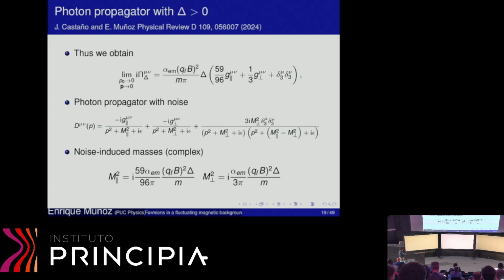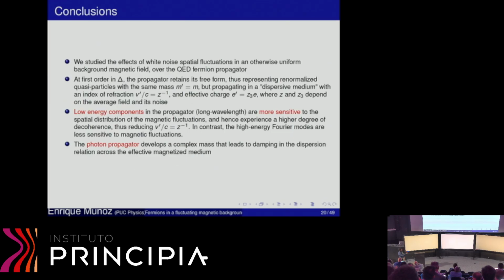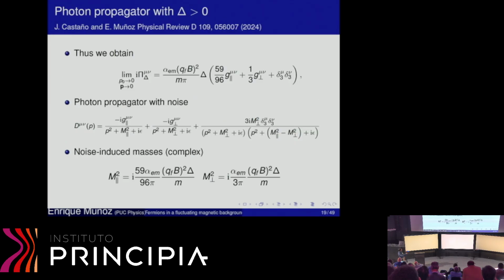If you have imaginary masses, that means your propagator will have then at the level of the dispersion relation a damping effect, right? So then these photons will propagate, like the fermions will propagate, in an effective magnetized medium that also is an absorptive medium, because it will damp their propagation due to this noise effect. This is what a theoretical prediction implies.